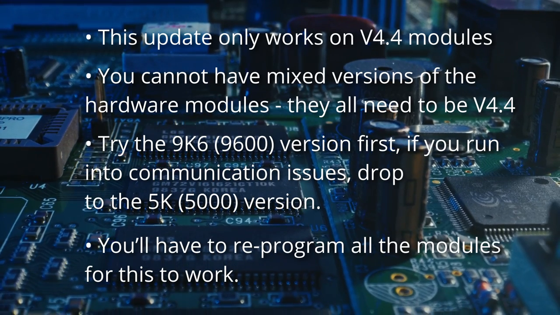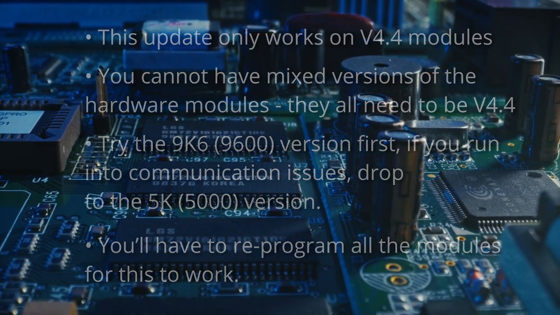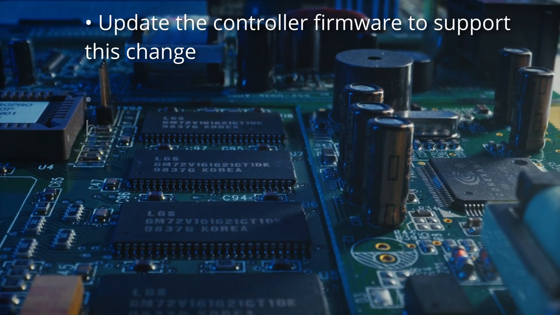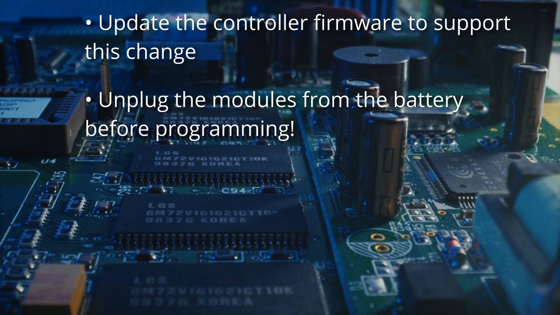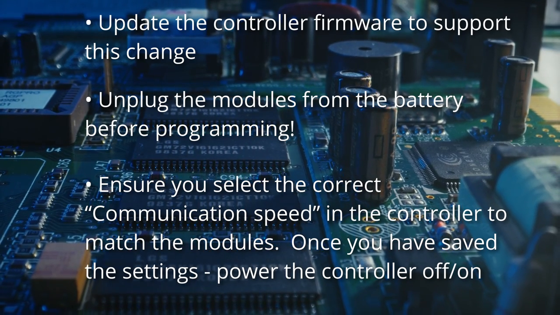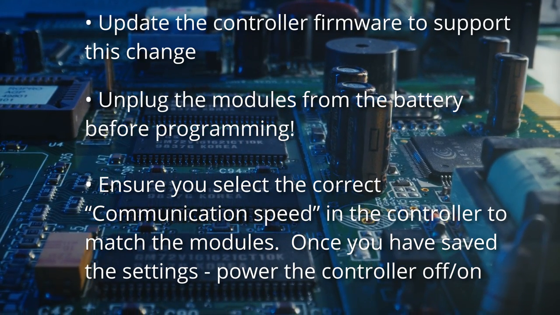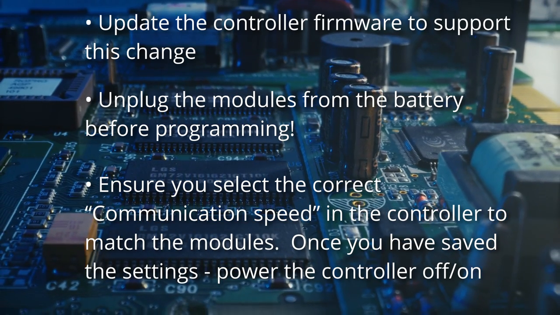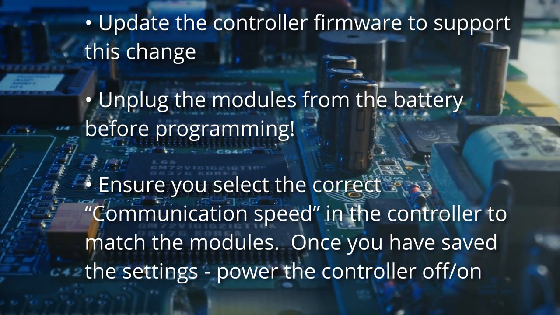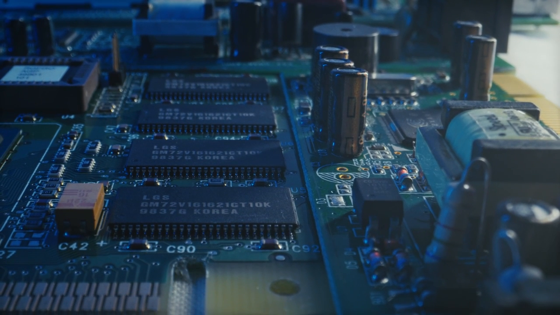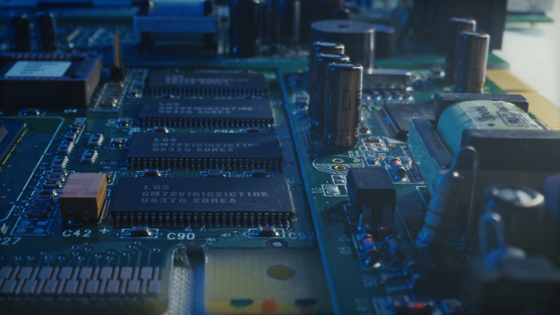You'll have to reprogram all of the modules for this to work, and you'll also have to update the controller firmware to support this change. Don't forget to unplug the modules from the battery before programming. Once you've programmed the modules, ensure you select the correct communication speed in the controller to match the modules. Once you have saved the settings, don't forget to power the controller off and back on again. If you look at my previous videos, they explain how to update the modules and the controller code using the pre-built files on GitHub.